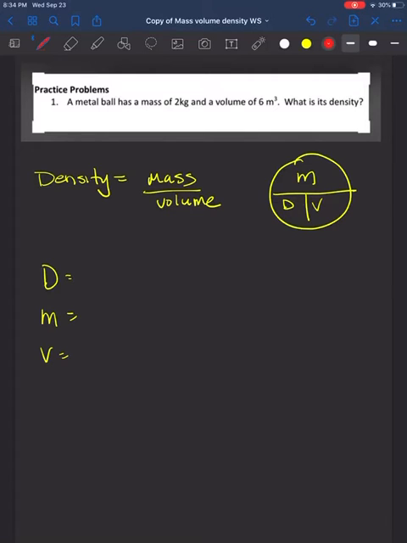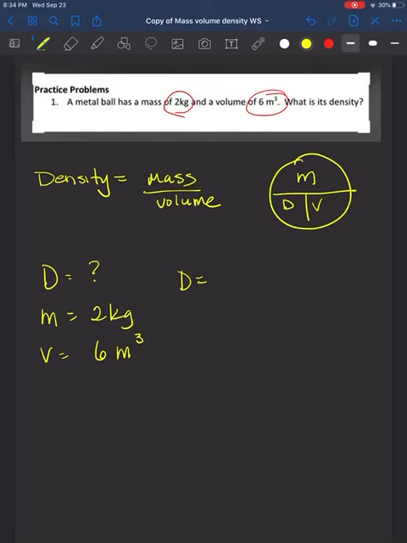So number 1, a metal ball has a mass of 2 kilograms and a volume of 6 cubic meters. What is the density? Well, this seems pretty straightforward. It's told me everything. The mass is 2 kilograms. The volume is 6 cubic meters. And it literally asked me, what is density? So once I've identified all of this, now I can go to my equation and put my numbers in.